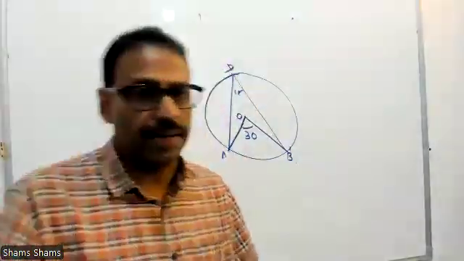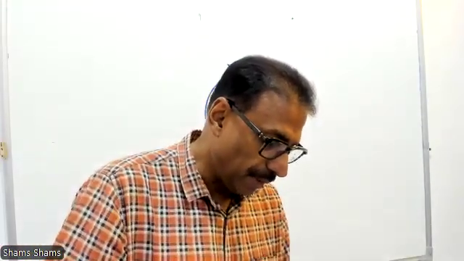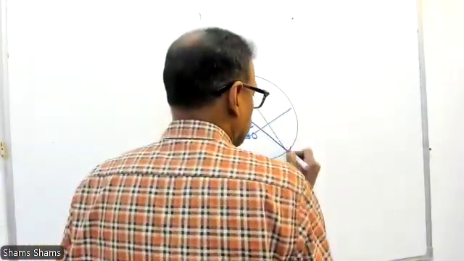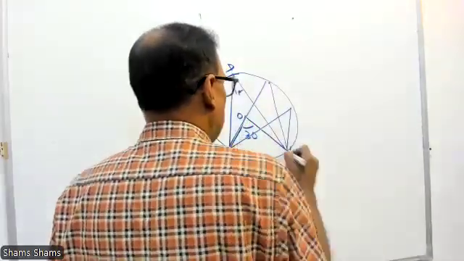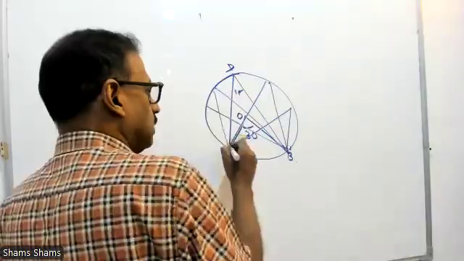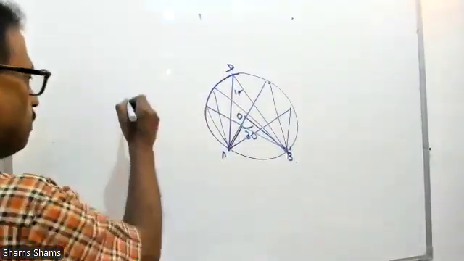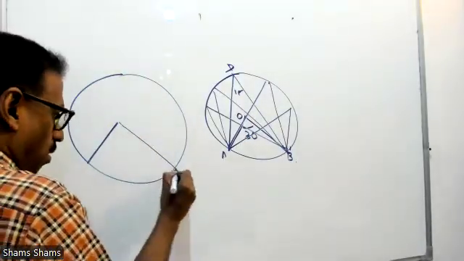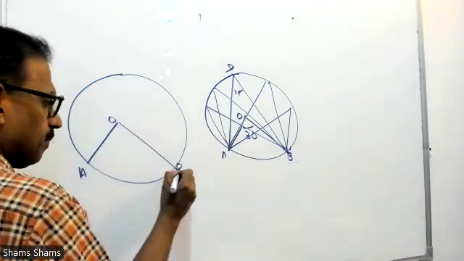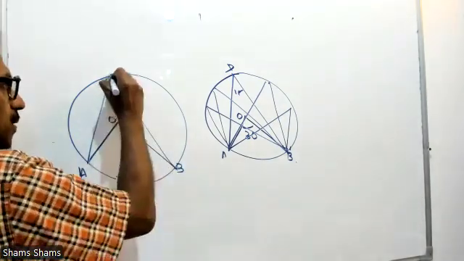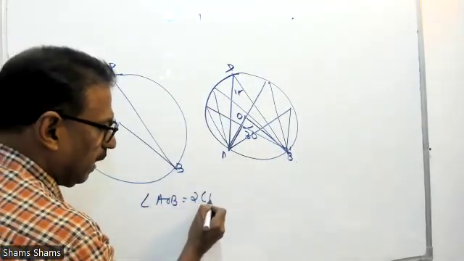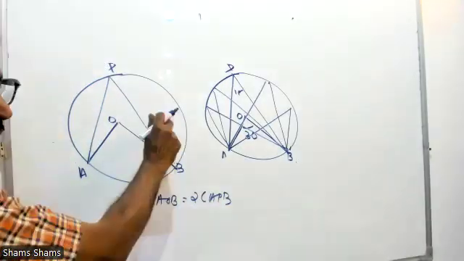Read. The angle subtended by an arc at the center of a circle is double the angle subtended at any point of the remaining part. Any point. Look at this here. This is also enough. This all will be half. This is the figure. You draw a nice figure. Angle AOB equal to 2 times angle APB. This figure is okay.